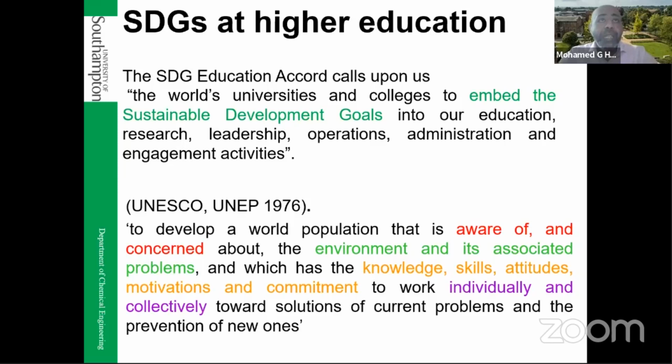And then we started understanding what the SDGs mean in general, and we started looking at the educational accords, and we looked at the UN and the UNESCO kind of environment and mentalities. And it's all about embedding the sustainable development goals. It's about being aware. It's about developing the knowledge and skills.